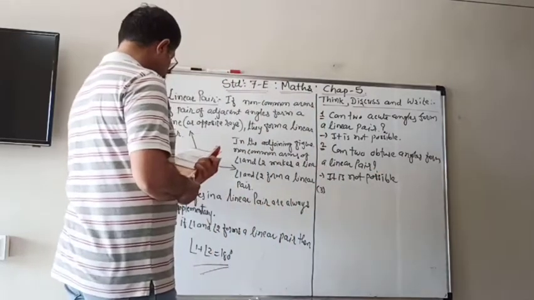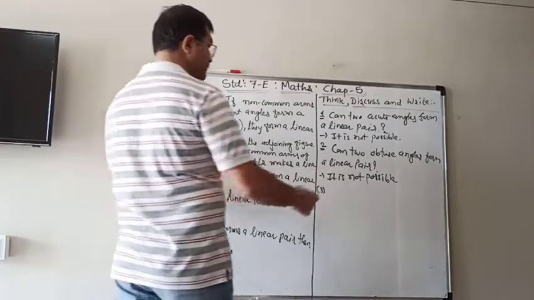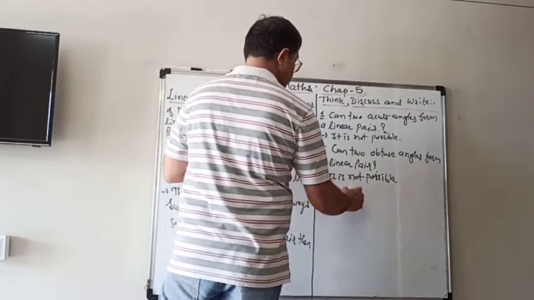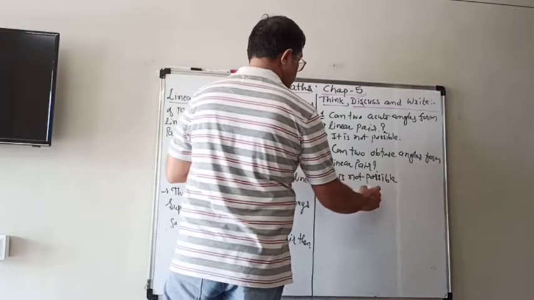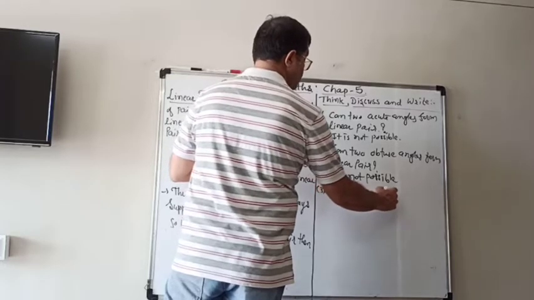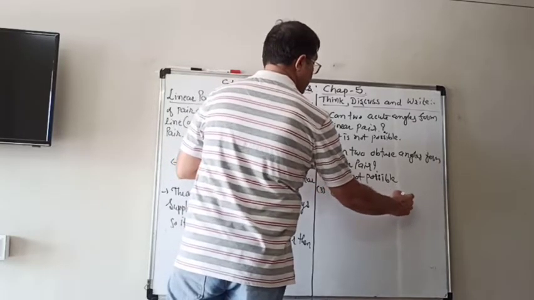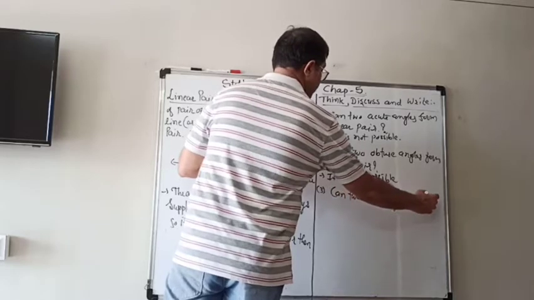Third one, can two right angles form a linear pair?